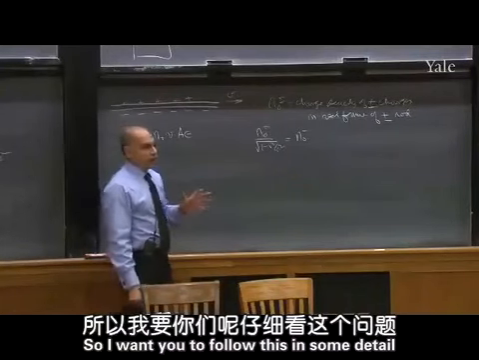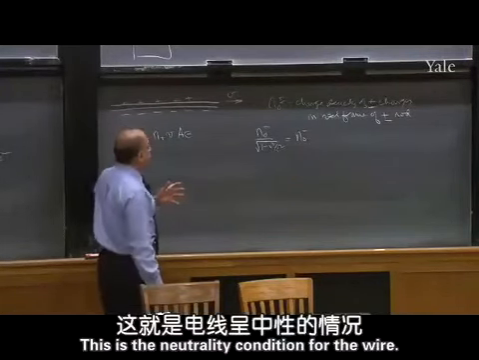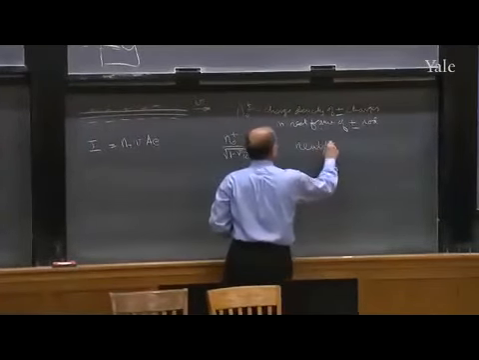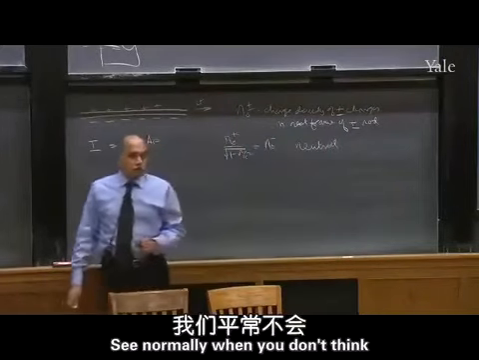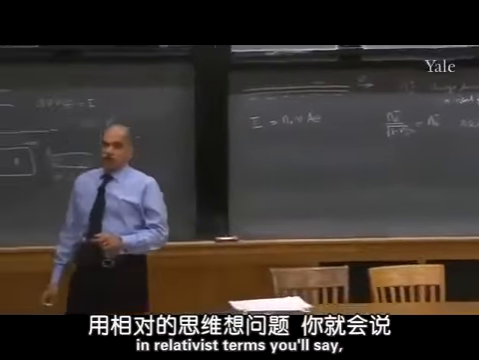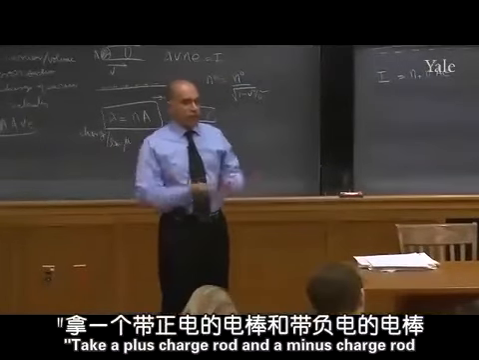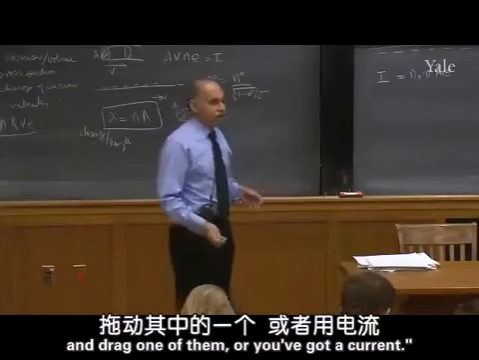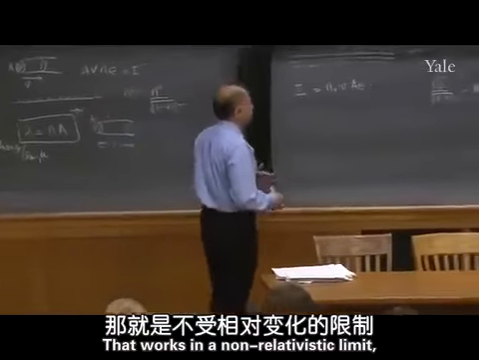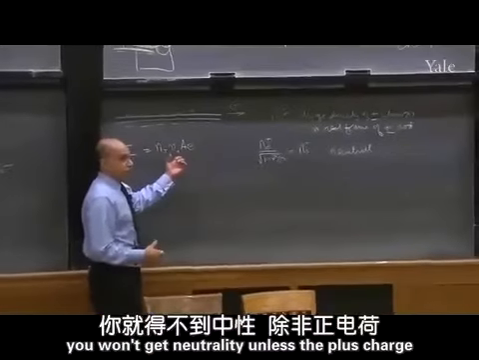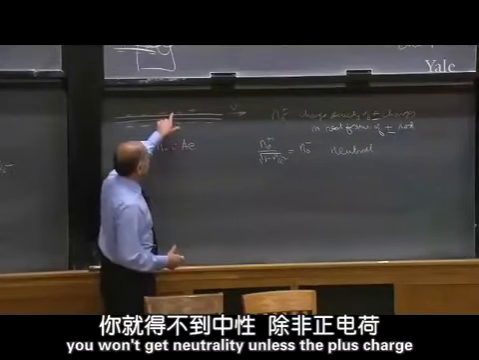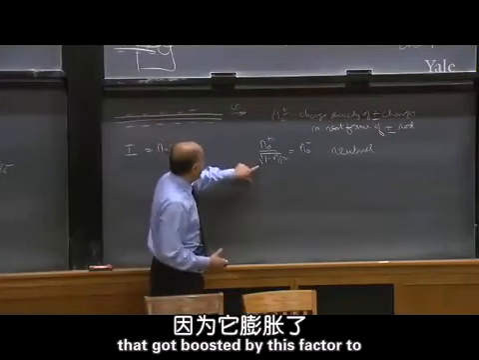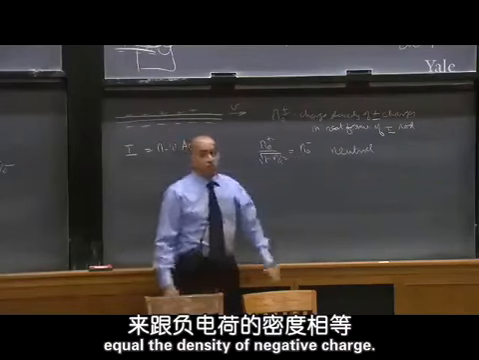So I want you to follow this in some detail because it's not so difficult. This is the neutrality condition for the wire. I want the wire to be neutral. Normally, when you don't think in relativistic terms, you will say, take a plus charge rod and a minus charge rod, make sure the charges are equal per length, and drag one of them, and you've got a current. That works in a non-relativistic limit, but if you take into account length contraction, you won't get neutrality unless the plus charge had a slightly smaller density in its own rest frame that got boosted by this factor to equal the density of negative charge.